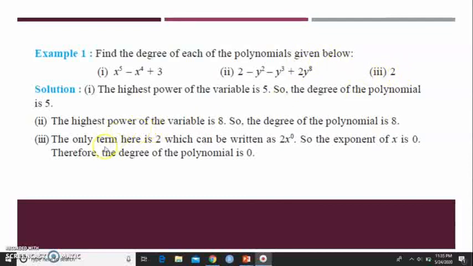Now in the third example, the only term here is 2, which can be written as 2 into x to the power 0. So the exponent, or the power of x, is 0. Therefore the degree of the polynomial here is 0.